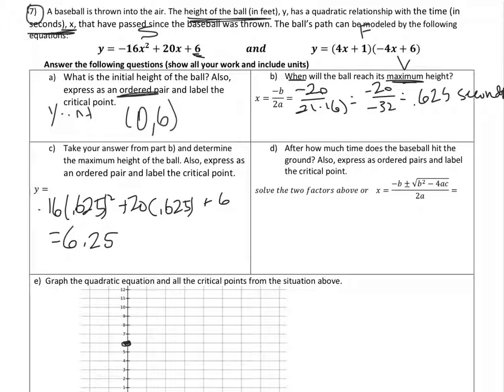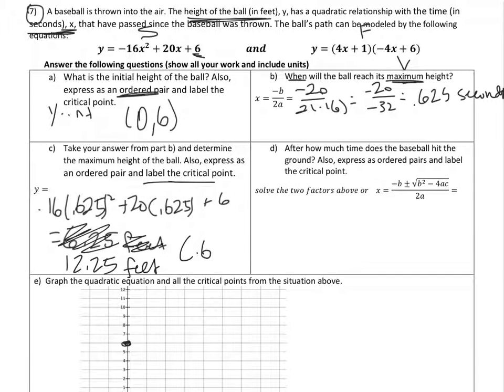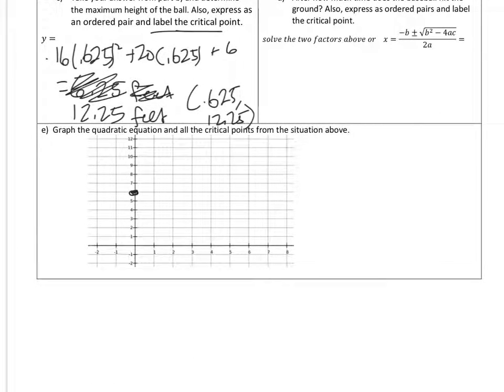Okay, remember that's an output, that's the height, so that's talking about feet. My mistake, that came out to 12.25. Made a little mistake on my calculator. Okay. Now label that critical point. Well, that's tricky because it's 0.625, comma 12.25. So we have to figure out where that goes. 0.625 is between 0 and 1. Okay, and then 12.25 is way up here, so it's going to be somewhere above the 12.